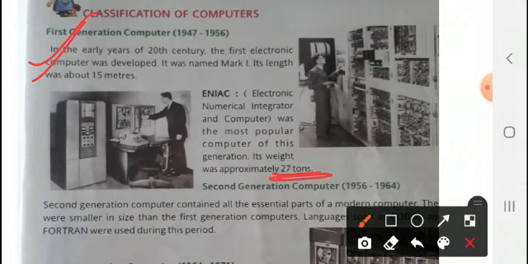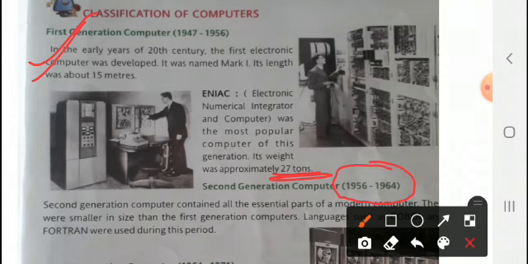Now the second generation computer, between 1956 and 64. These generation computers contained all the essential parts of a modern computer. They were smaller in size than the first generation computer. Languages such as COBOL and Fortran were used during this period. In comparison to the first generation computer, they were smaller in size, and they used languages, that is COBOL and Fortran.